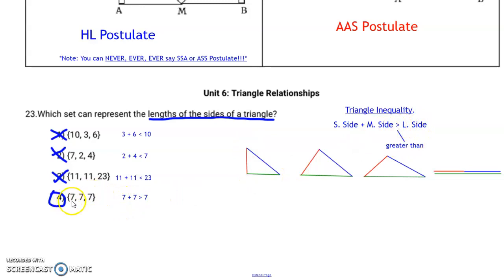And in this case, 7, 7, and 7. Well, I don't know which one is the small side and which one is the medium side, but it really doesn't matter because there is no small, medium, and large side. They're all the same size. So that means 7 plus 7 is 14. 14 is bigger than 7. So this is our correct answer, 7, 7, and 7. You might also recognize that if you put these into a triangle, that triangle would be an equilateral triangle. That's a triangle you've heard of before, so it's totally legal.